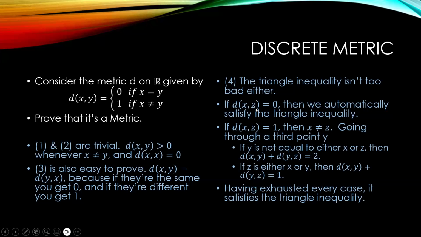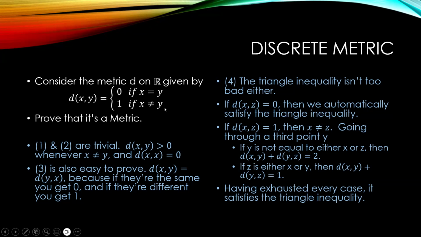The triangle inequality, in this case, it's not terrible. If the distance from x to z is equal to 0, then we automatically satisfy the triangle inequality, and so we're done. If the distance from x to z is equal to 1, then x is not equal to z. Well, that means that if we're going through some other point, then either we're going to get a distance of 2 or a distance of 1, which means we satisfy the triangle inequality. And so this thing is definitely a metric.